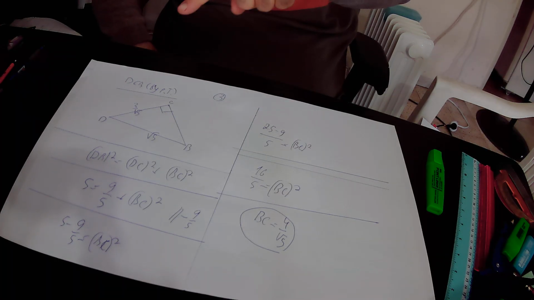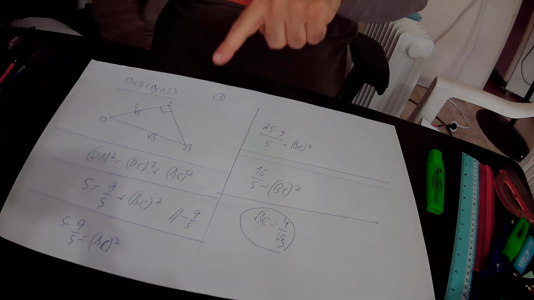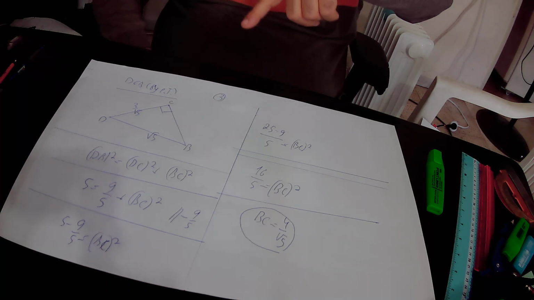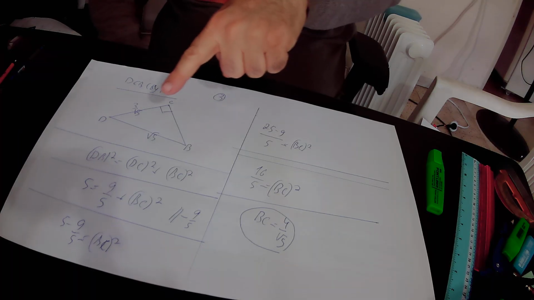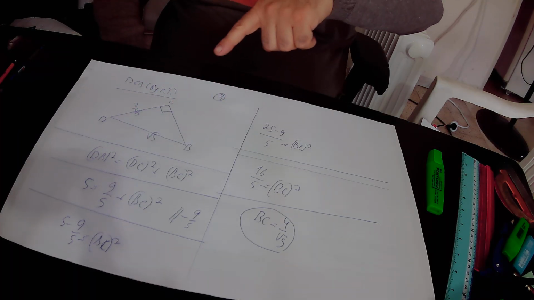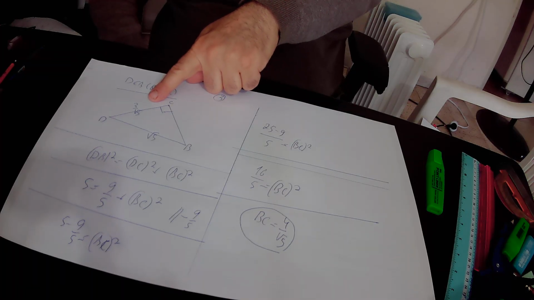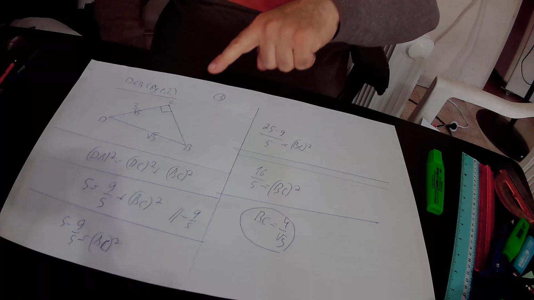The square of the hypotenuse, DB square, must be equal to DC square plus CB square. Again, DB square must be equal to DC square plus BC square. DB is equal to square root of 5, therefore DB square is equal to 5. And it is equal to DC square plus BC square. DC is 3 over square root of 5, therefore DC square is 3 over square root of 5 squared, which equals 9 over 5, plus BC square.